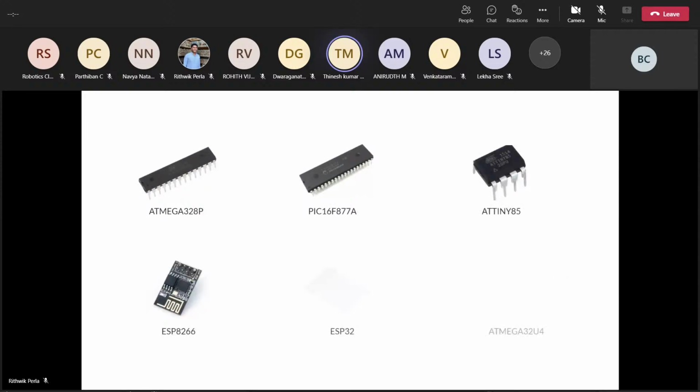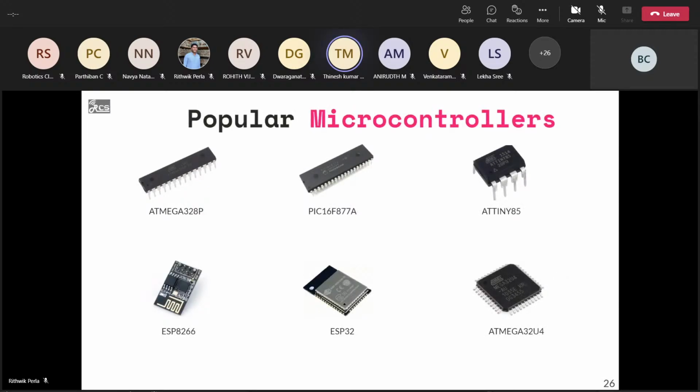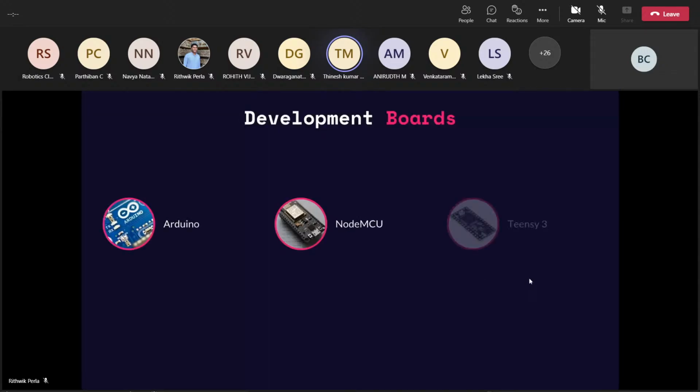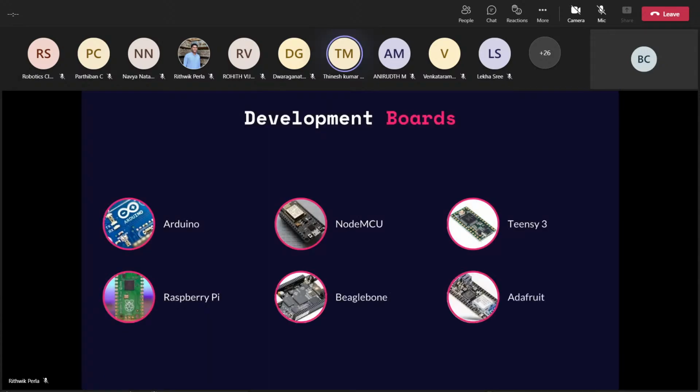Okay, I just wanted to show you some of the microcontrollers out there. The most popular ones are ATmega328 and ESP32. Just go through them, guys. There are a lot of microcontrollers; these are some of them. In the next slide, we will see the development boards. Okay, just don't confuse a microcontroller with the development boards.